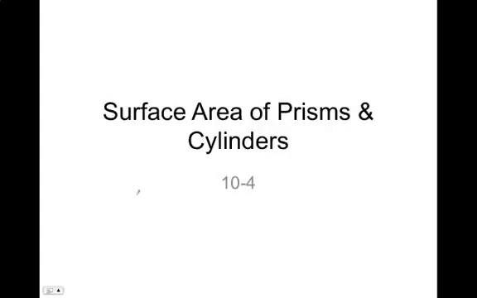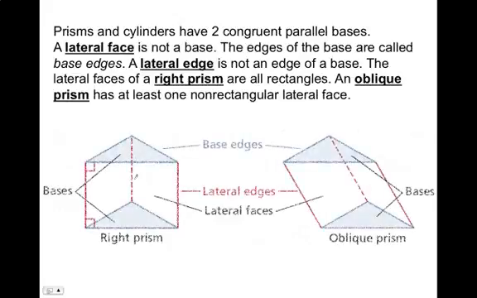Let's look at the formulas for surface area of prisms and cylinders. Hopefully you remember that prisms and cylinders have two congruent parallel bases. A lateral face is not a base, but a base is a face, so that word lateral is what makes the difference. The edges of the base are called base edges, and the lateral edges are the edges of the lateral faces, such as these red lines here.